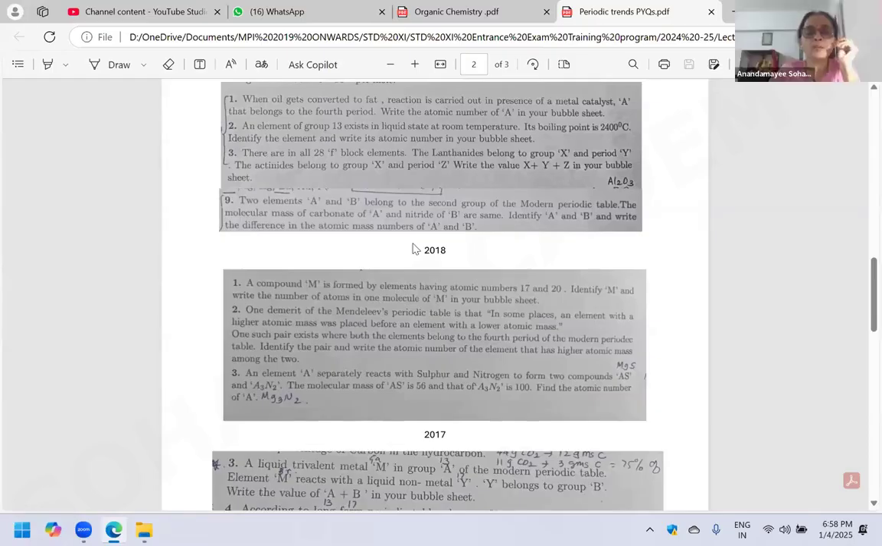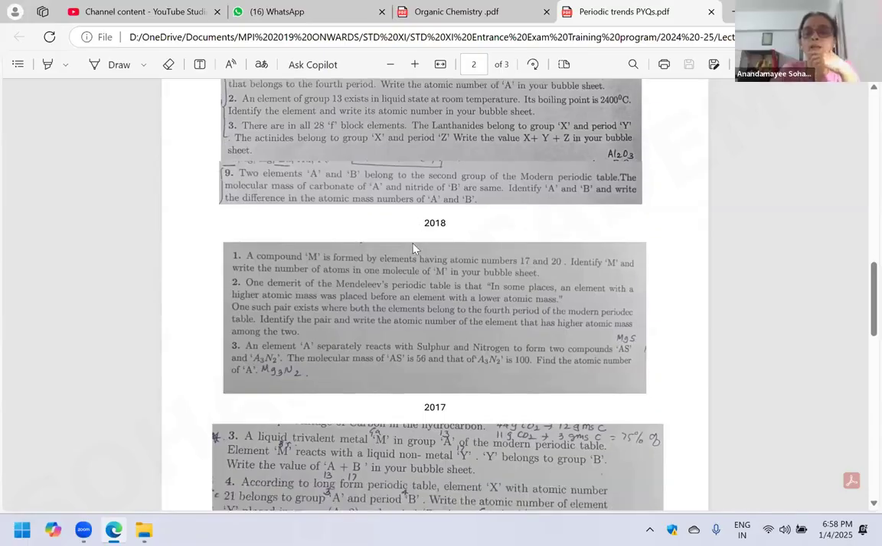One demerit of the Mendeleev's periodic table is that in some places an element with a higher atomic mass was placed before an element with a lower atomic mass. One such pair exists where both the elements belong to the fourth period of the modern periodic table. Identify the pair and write the atomic number of the element that has higher atomic mass among the two. I think it is copper, cobalt, nickel.